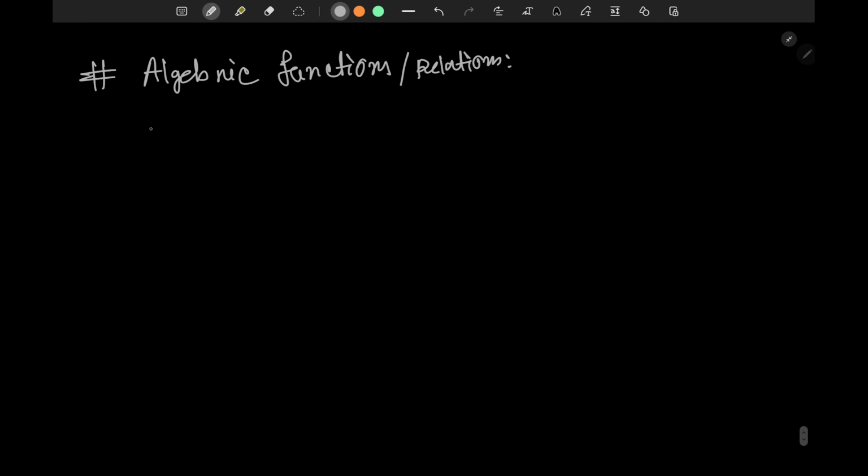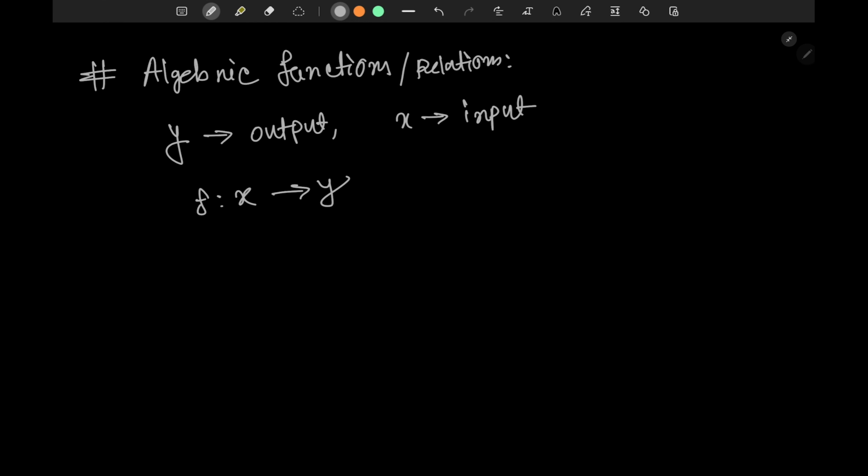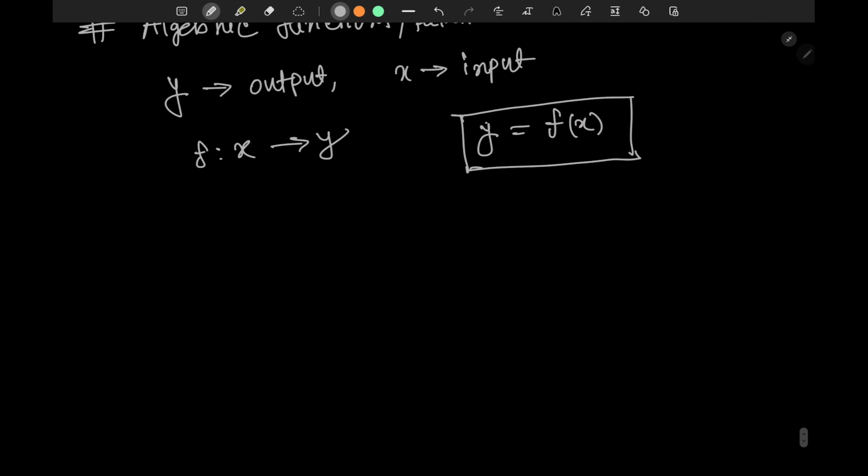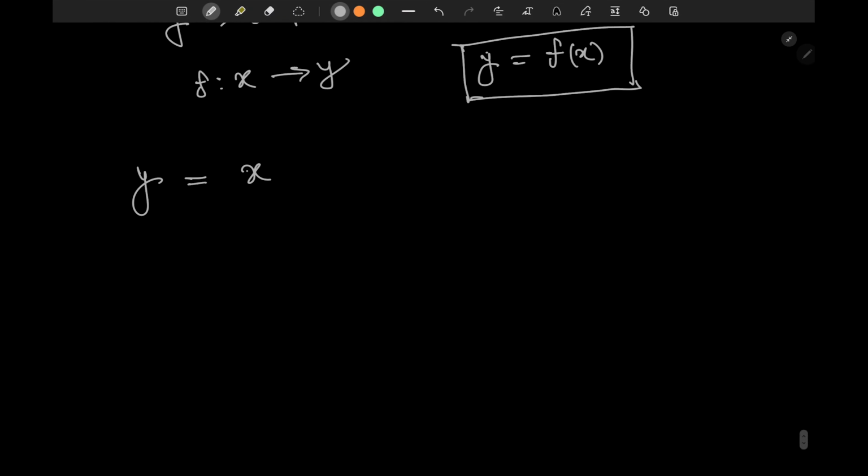So let's say we have a relation between y and x, where y is our output and x is our input. And the relation in between, or the function between them, is f, such that it takes some input x and spits out y. People usually write it like this: y equals f of x. And a very common example is a straight line. So let's start with that. Let's say y equals x. So what does this mean?